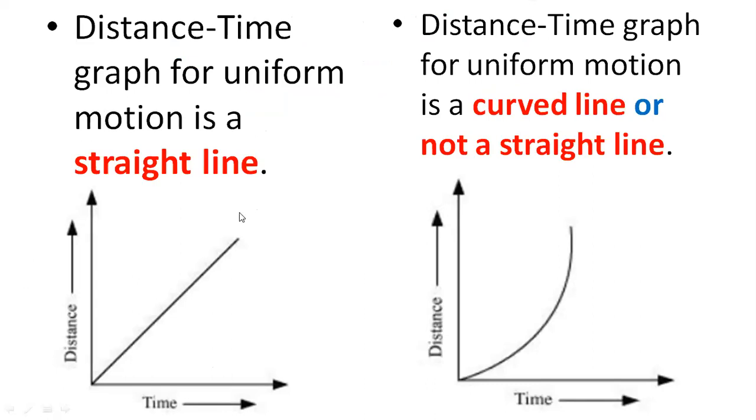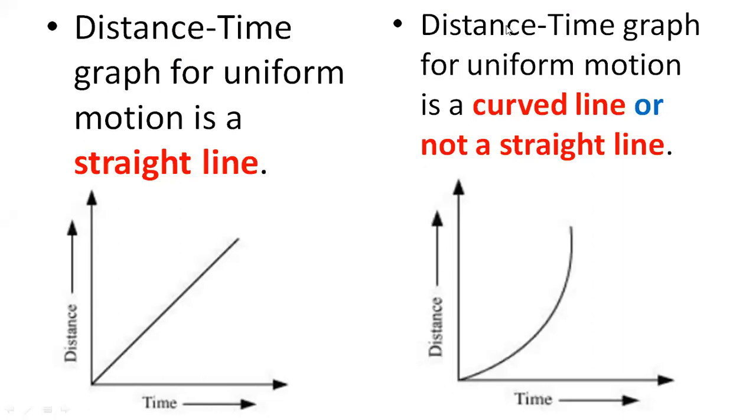For non-uniform motion it can be a curved line, or another way to write it is not a straight line. Even if you write curved line, I will still give you marks. Even if you write not a straight line, still I will give you marks. Simply put, for uniform motion all you need to write is that we get a straight line, and for non-uniform motion we get a curved or not a straight line.